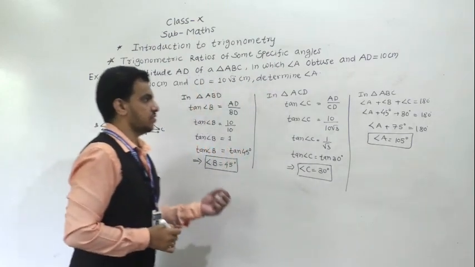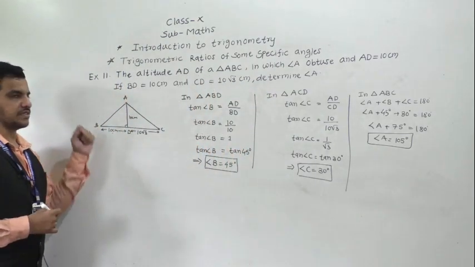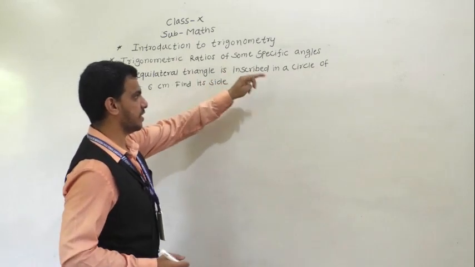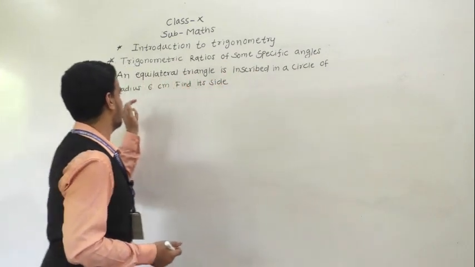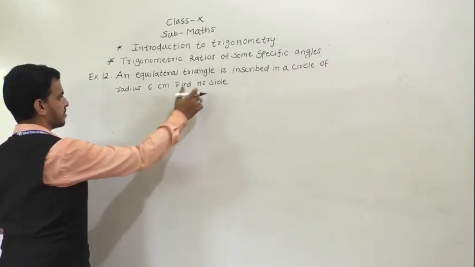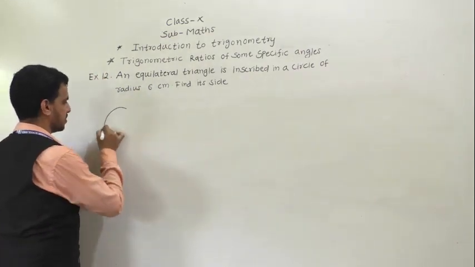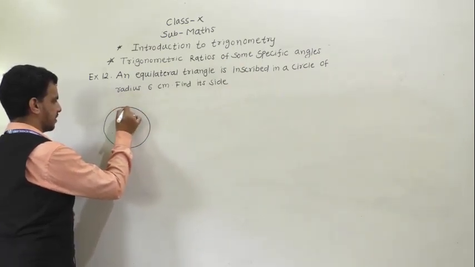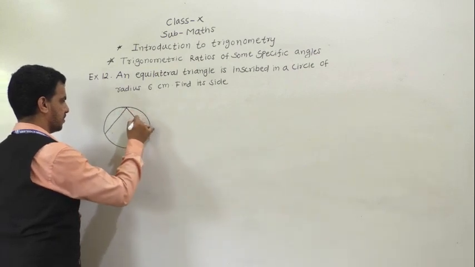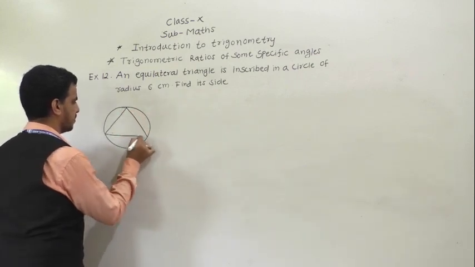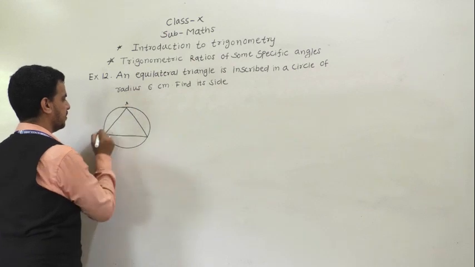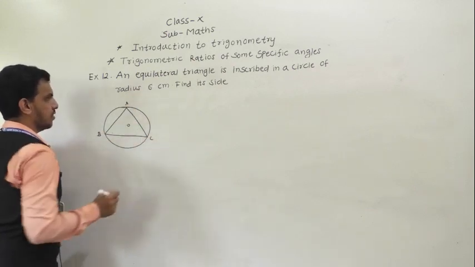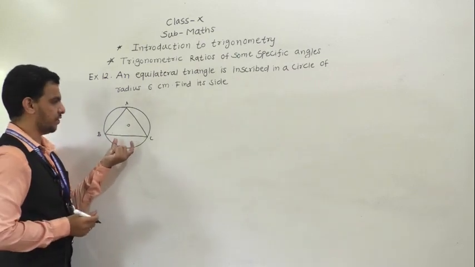Okay, now we will take the next example. An equilateral triangle is inscribed in a circle of radius 6 centimeters. Find its side. So this is a circle, and an equilateral triangle inscribed in the circle. ABC is an equilateral triangle inscribed in a circle, and the center of the circle is O. We have to find the side of the equilateral triangle.